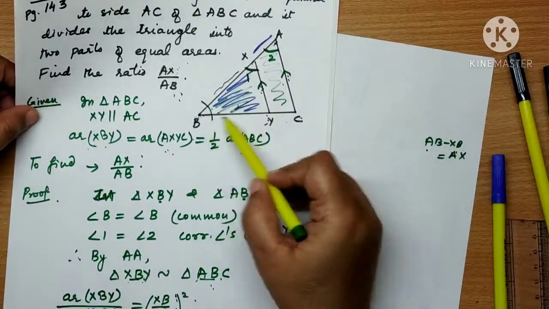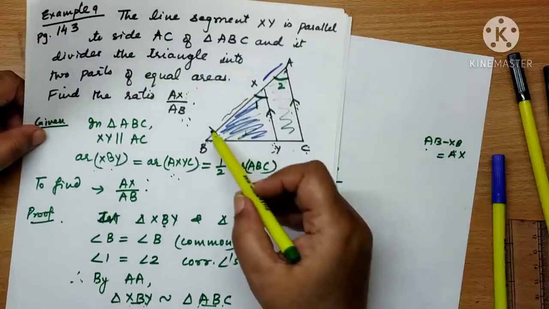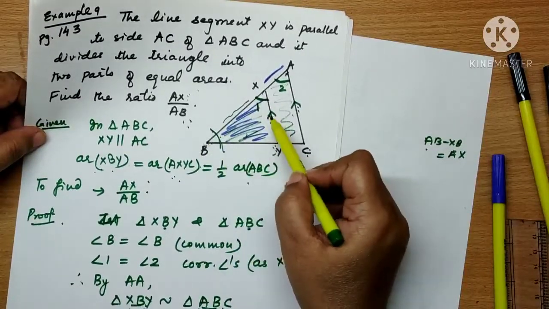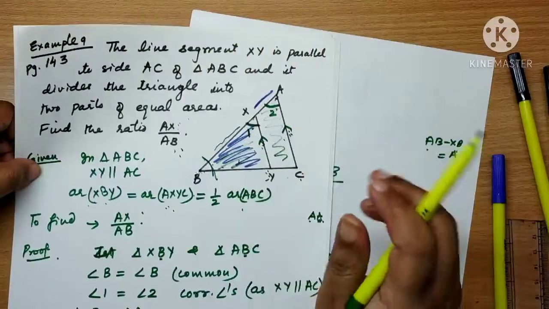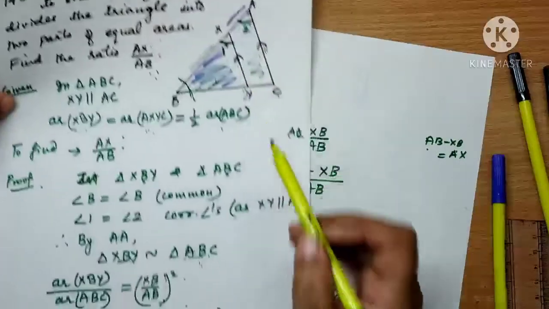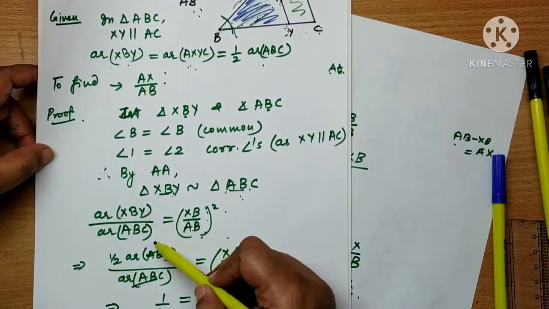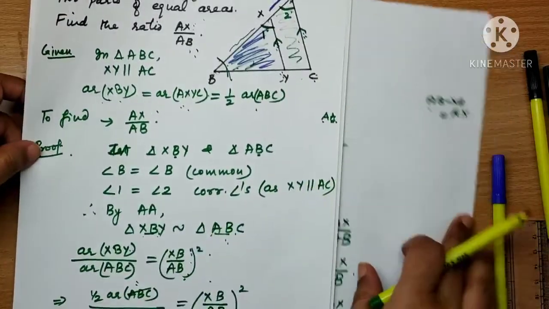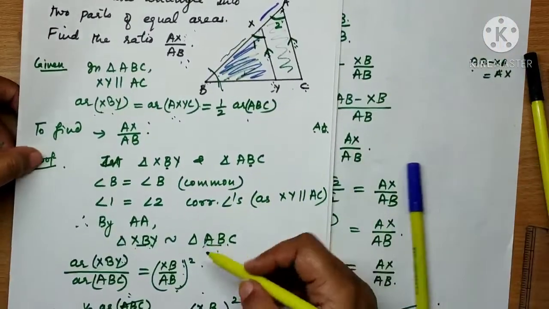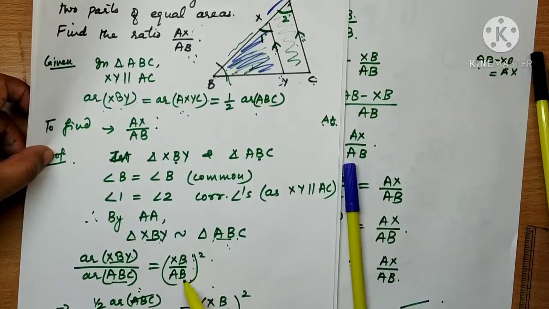So XBY and ABC, we proved these two triangles similar. How? Angle B is common, and since these sides are parallel, as given, these are corresponding angles, so the triangles are similar. Once the triangles are similar, we apply the theorem. The theorem says the ratio of the areas of these triangles is equal to the ratio of the square of their corresponding sides. So corresponding sides XB and AB, whole square.